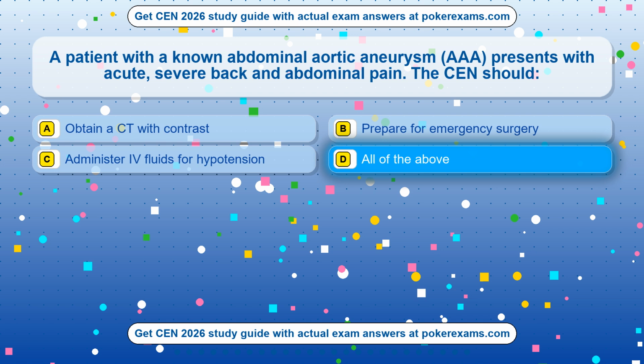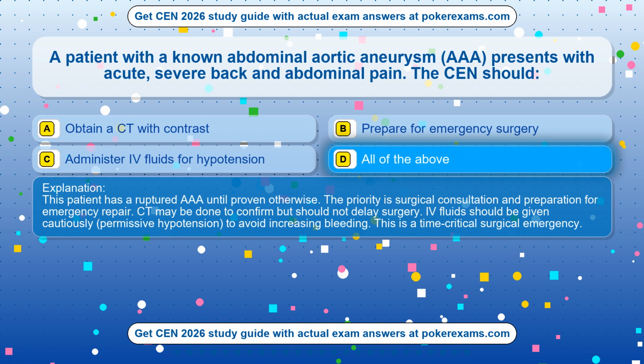All of the above. This patient has a ruptured AAA until proven otherwise. The priority is surgical consultation and preparation for emergency repair. CT may be done to confirm but should not delay surgery. IV fluids should be given cautiously, permissive hypotension, to avoid increasing bleeding. This is a time-critical surgical emergency.